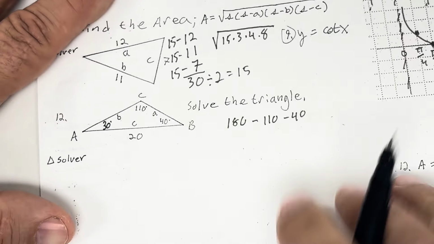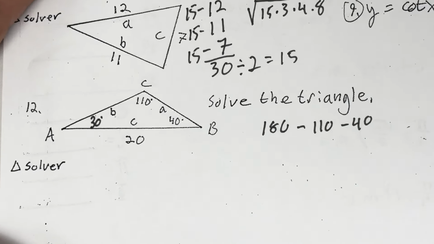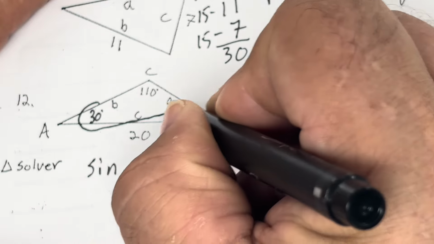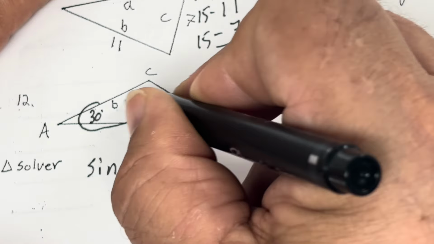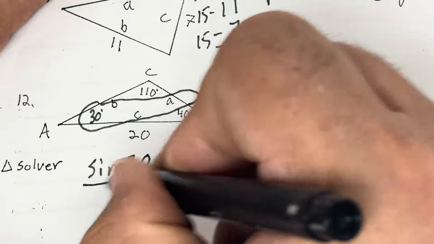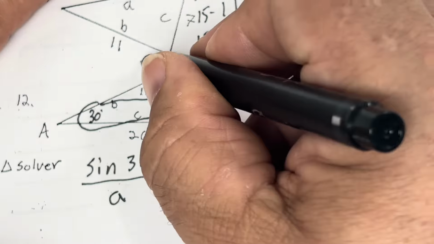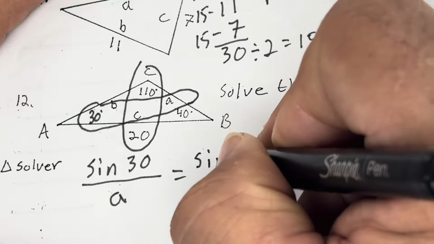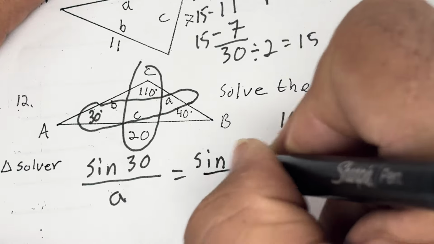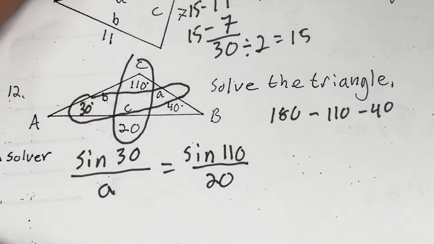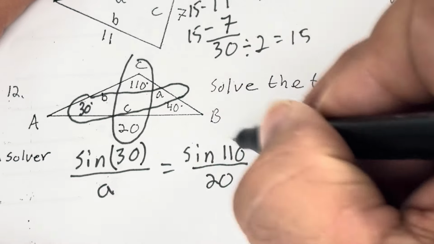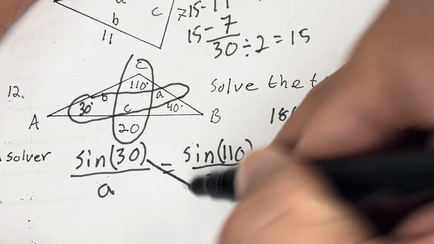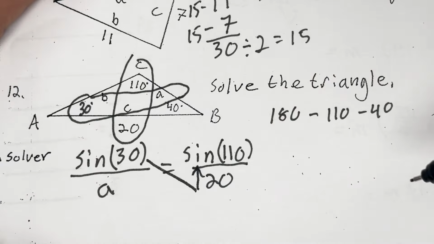Now we're going to have to use the law of sines. So that's going to give me sine of angle A and side A is equal to sine of angle C and side C. When we type it in the calculator, we have to use parentheses for all these, so be careful. We're going to cross multiply: sine 30 times 20 divided by sine 110.